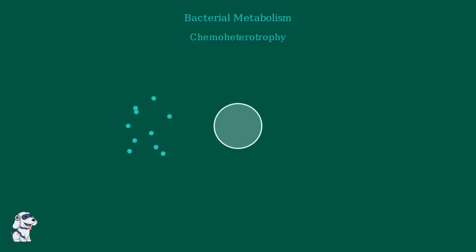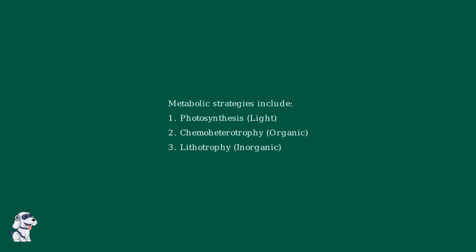Chemoheterotrophs obtain energy and carbon by consuming organic compounds. They break down environmental nutrients through respiration or fermentation. Lithotrophs derive energy from inorganic environmental compounds like hydrogen sulfide or ammonia. This unique capability allows them to survive in extreme environments where organic matter is scarce. By diversifying these metabolic strategies, bacteria maintain the chemical balance of our planet's biosphere.